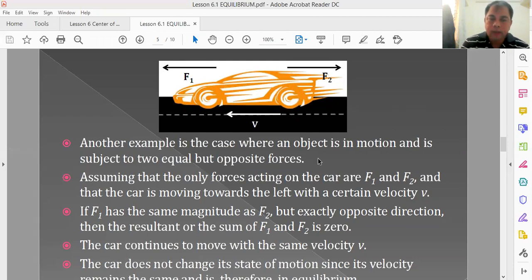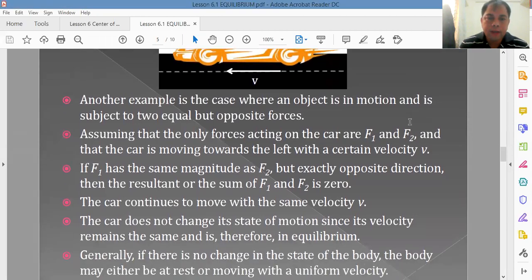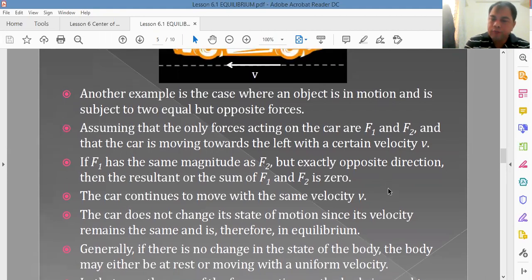Unless one of the forces there is greater than the other, then the body will increase its speed. It can accelerate if the forces are not equal. So if there's a resultant force that is not zero anymore, then the car will increase its speed. So the car does not change its state of motion since its velocity remains the same and is therefore in equilibrium. So equilibrium has two conditions. It can be at rest, or it can be in motion.